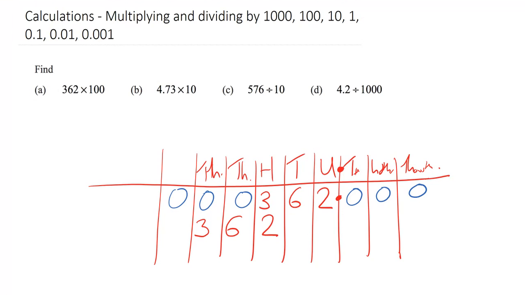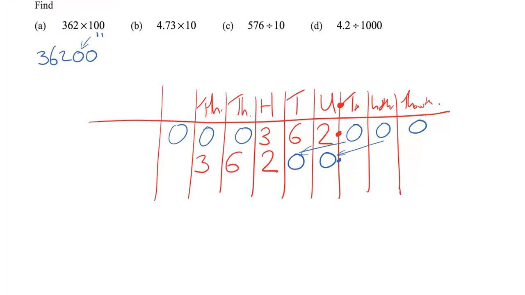Now, we still need to put those zeros in. We've got nothing else. Imagine all these zeros moving up. So our answer for A will be 36200. So what's really happened there? Well, you could say that we can take that 100 and we see those zeros and we can just add those 2 zeros there. Well, that's true, but that isn't always going to be the case, as we're going to see from the next example.